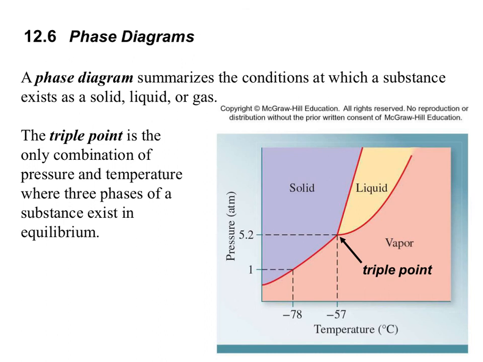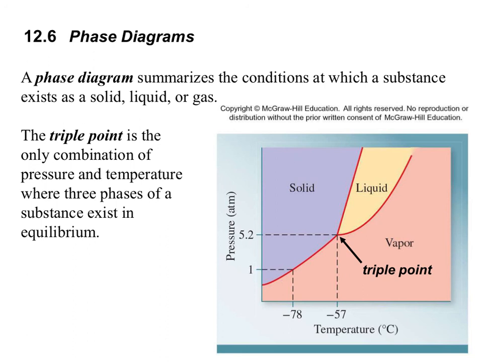Phase diagrams. A phase diagram summarizes the conditions at which a substance exists as a solid, liquid, or a gas. Pictured here, the triple point is the only combination of pressure and temperature where the 3 phases of a substance exist in equilibrium. This phase diagram here is for carbon dioxide.